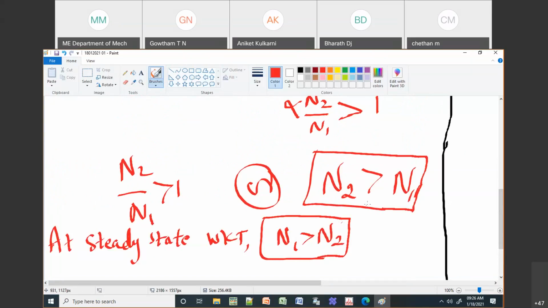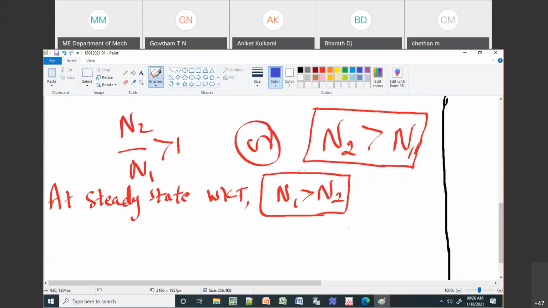But now, if I want efficient laser action, what is the condition? This has to be reversed. That means the number of atoms in the excited state should be more than the number of atoms in the ground state. So when is this possible? This condition, what is it called?